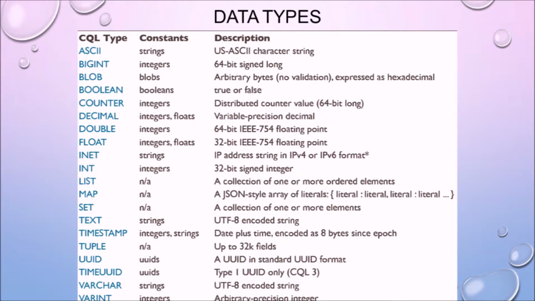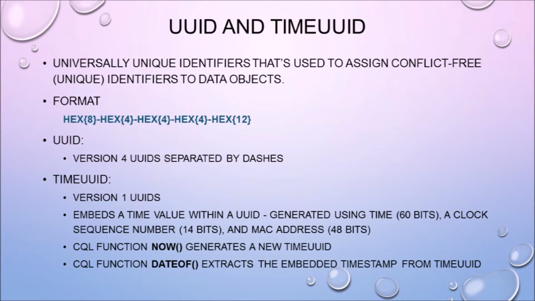But a lot of people that are coming over to Cassandra are probably coming from the Oracle world. Yeah, that could be a reason. Anyway, UUID is just a UUID that you create.